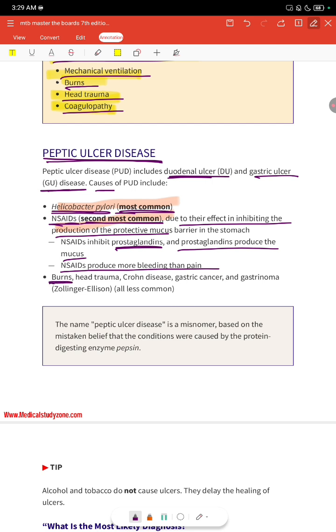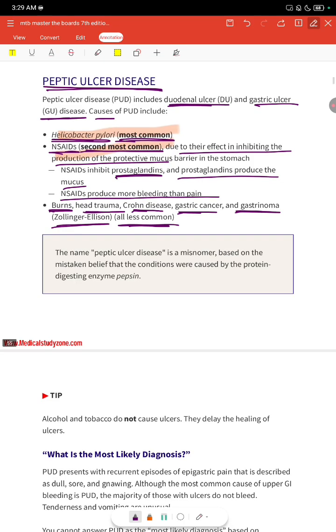Burns, head trauma. These are also causes of peptic ulcer disease, as are Crohn disease, gastric cancer, and gastrinoma, for example Zollinger-Ellison syndrome, but all of them are less common. You have to remember these two. The most common one is Helicobacter pylori. The second most common one is NSAIDs.